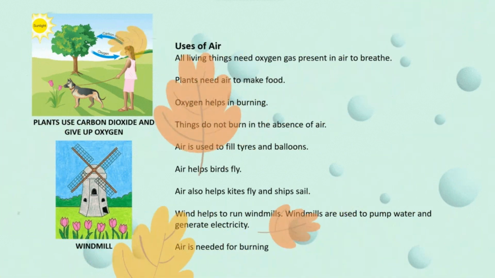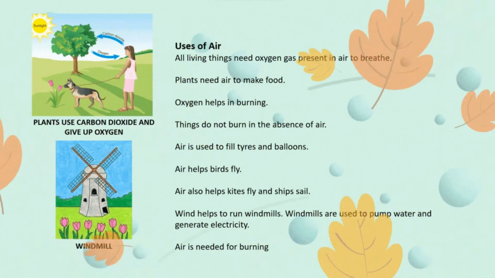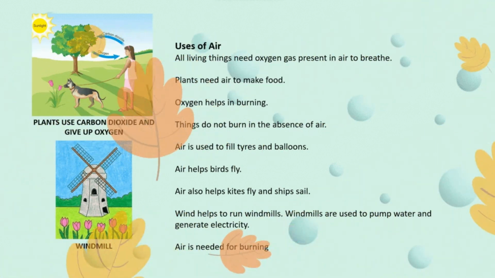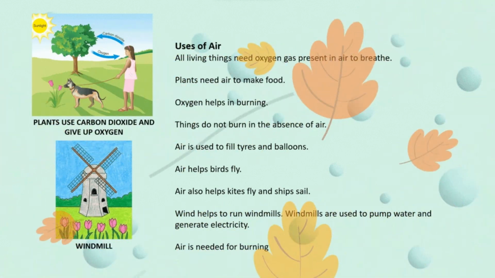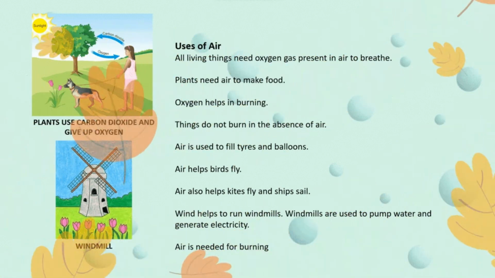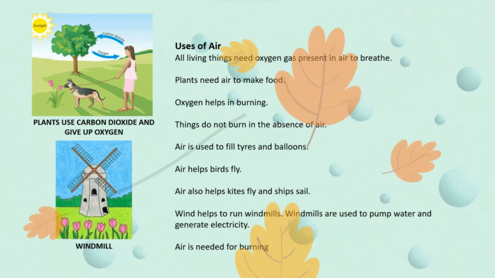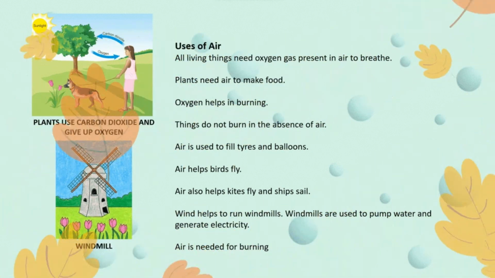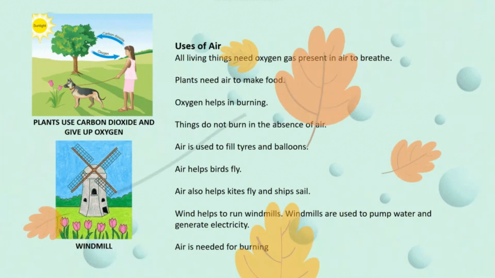Uses of air. All living things need oxygen gas present in air to breathe. Plants need air to make food. Oxygen helps in burning. Things do not burn in the absence of air. Air is used to fill tires and balloons. Air helps birds fly. Air also helps kites fly and ships sail. Wind helps to run windmills. Windmills are used to pump water and generate electricity. Air is needed for burning.